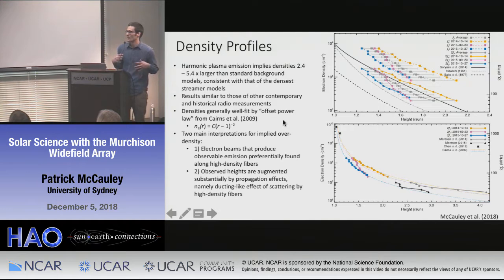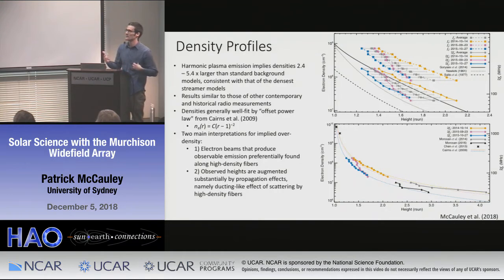So there are really two main interpretations for why type 3 bursts imply densities that are big. One of them is that you just believe the densities and that the beams are moving along particularly dense structures, or at least the beams that produce observable emission. This was the interpretation that was favored early on, in part because type 3 bursts are often associated with streamers, as I showed you. Also, if your emission is produced in a relatively dense region, when it propagates out into a less dense region, it's much less likely to be absorbed or scattered.